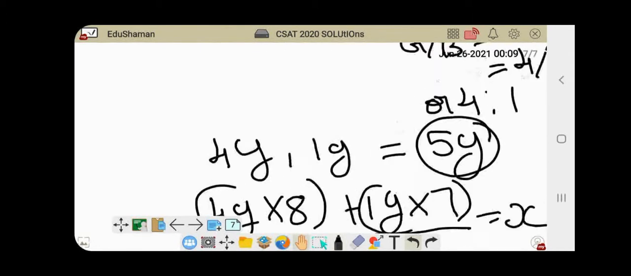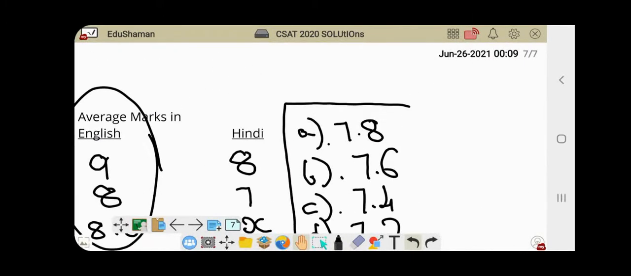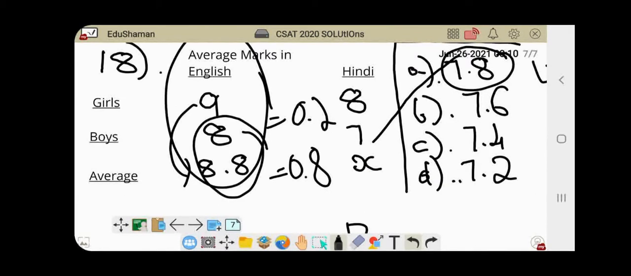This is option A. Okay, so option A is the right answer. Actually, here, if you solve like this, then it will take a lot of time. So what you need to know here is that the overall average in English tends closer to girls. So girls are more in number. You know that. The value of x will be between 7 and 8. That we know for sure. But it will tend more towards 8, because girls have scored 8.